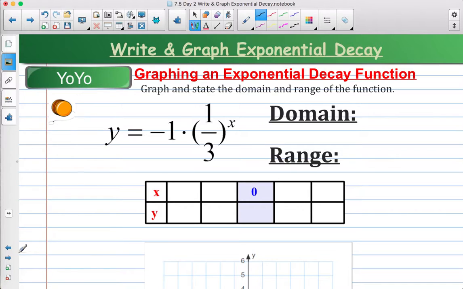So pause the video for maybe a minute and a half, 2 minutes, make the table, and then plot the graph on the back side on the whiteboard graphing. And then we'll come back, we'll go over it real quick.